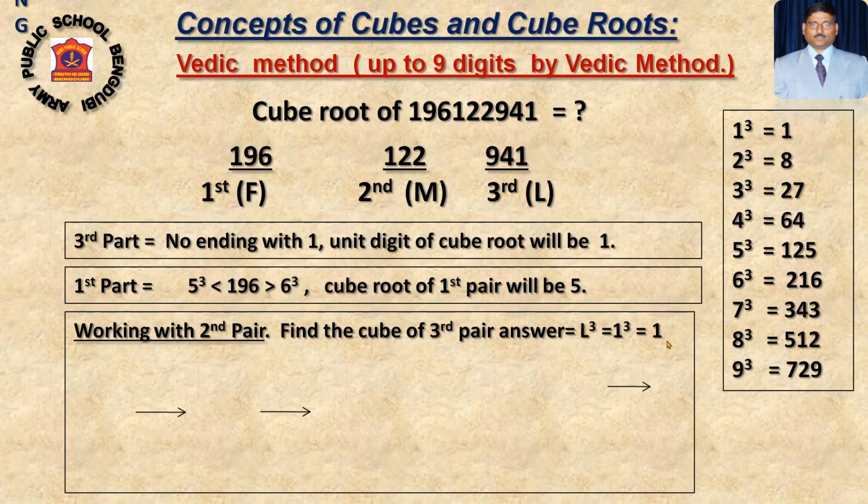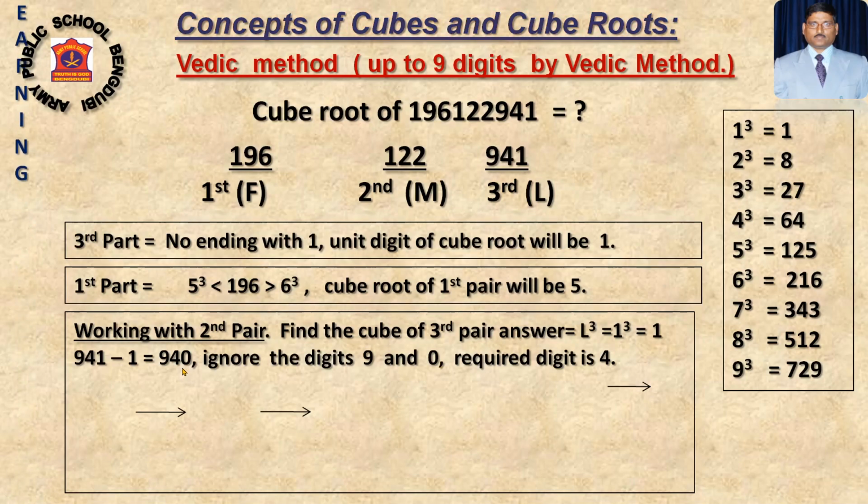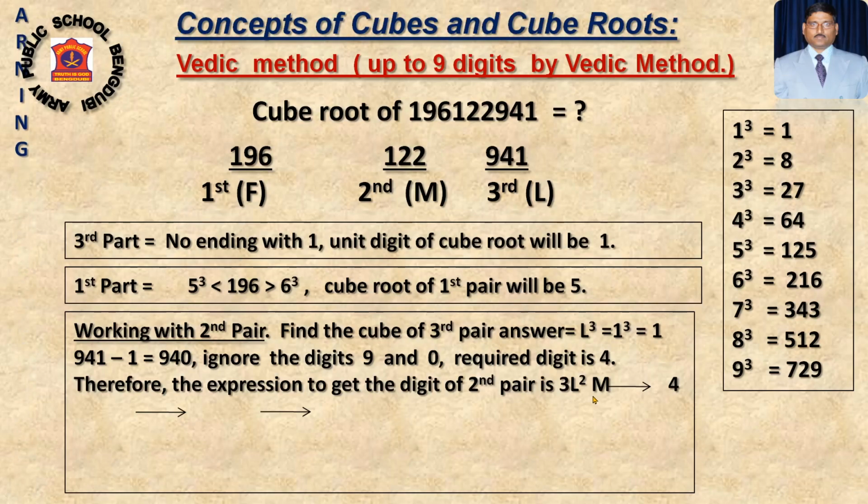So remember, this last part cube you have to subtract from the number. In this case this number is enough. Now you subtract 1 from this number. What am I getting? 940. Forget this 9 and 0. I have to concentrate only on 4. Your digit will be 4. What is the expression? 3l square m, that means 3 into last digit square into middle digit. That should be equal to the digit 4.